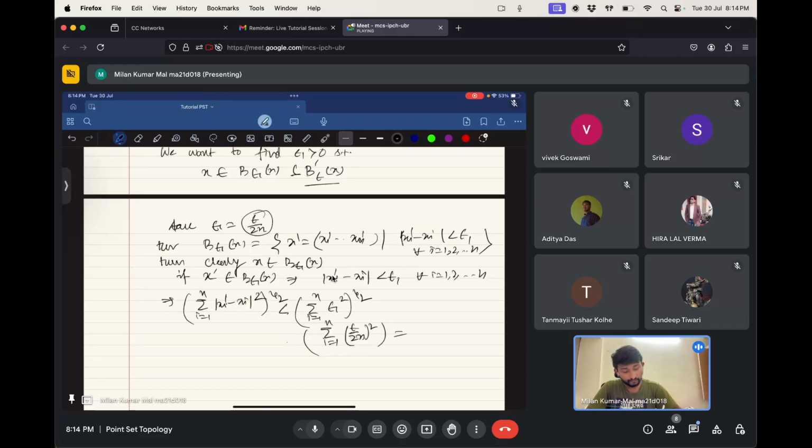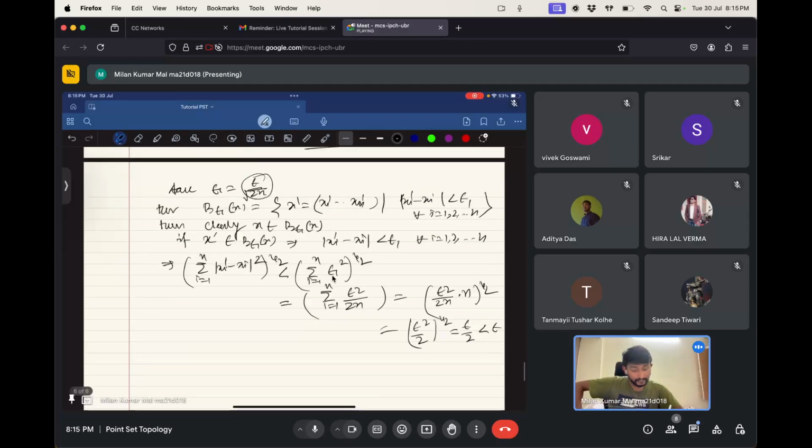This is equal to epsilon squared by 4n squared, times n. So I need to take root n here. This will then be epsilon squared by 4n, so epsilon squared by 4n times n, whole to the power 1 by 2. This will be epsilon squared by 4, whole to the power 1 by 2. This will be epsilon by 2, that is less than epsilon.